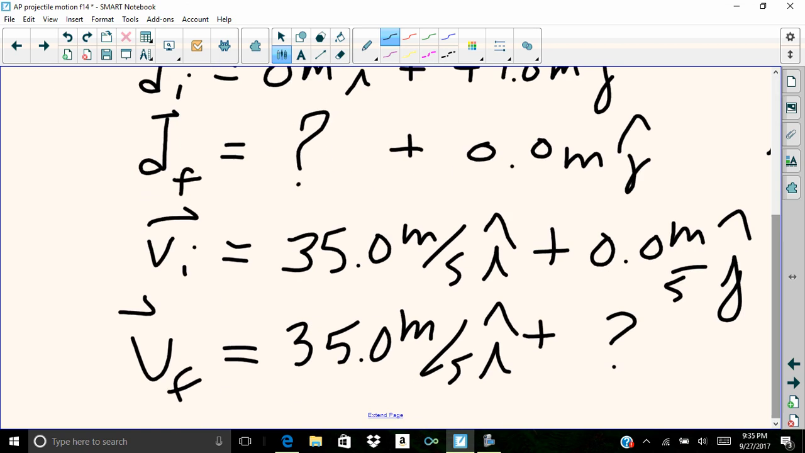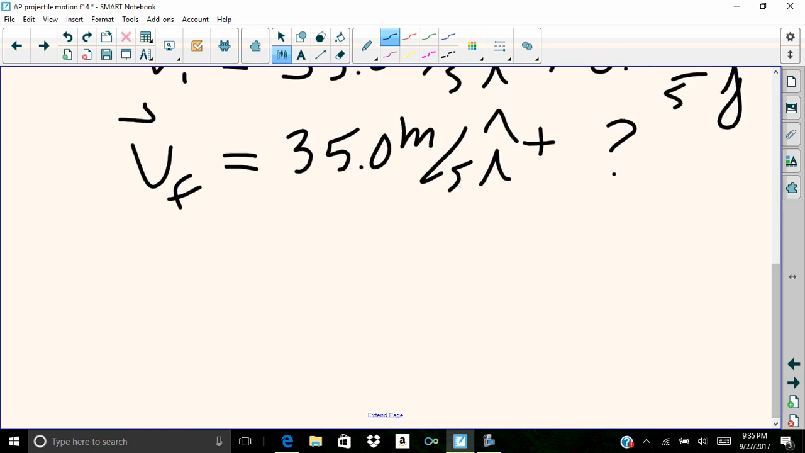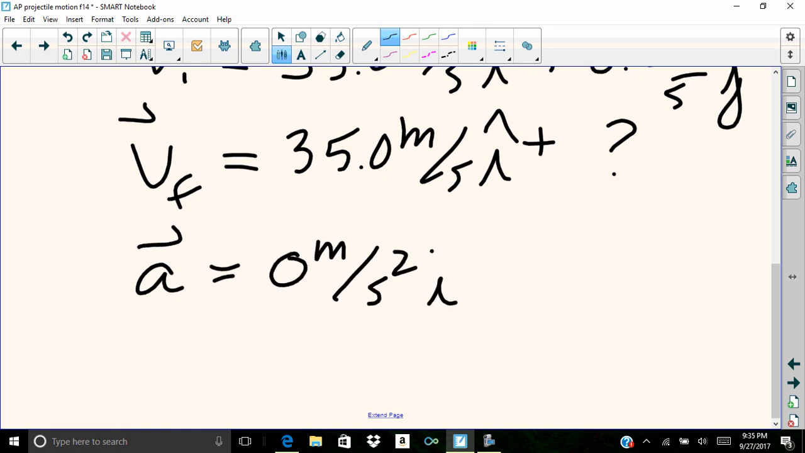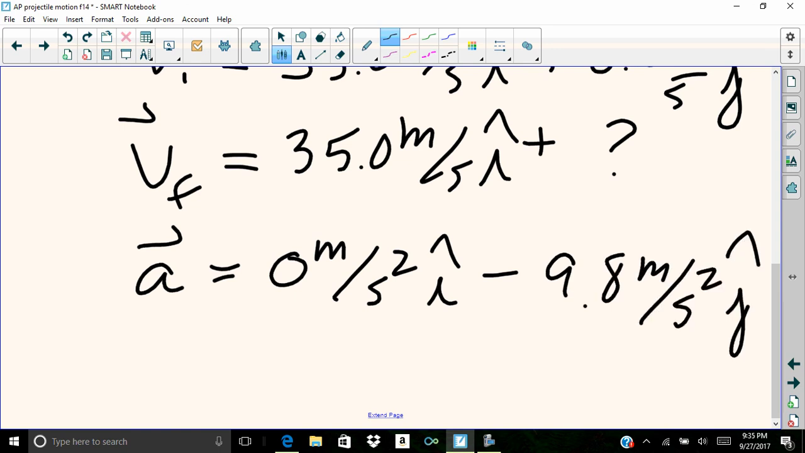Okay, next I need my acceleration. Acceleration in the x direction, I'm not accelerating at all. You can just memorize that. You're never accelerating in the x direction unless there's air resistance. And in the y direction, it's always the acceleration due to gravity.